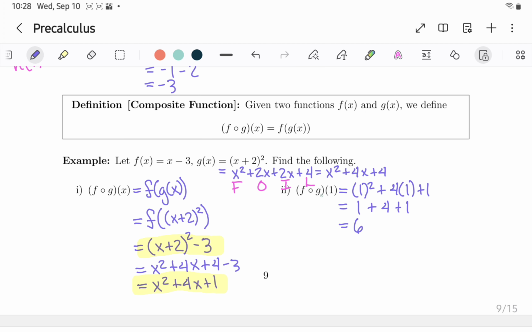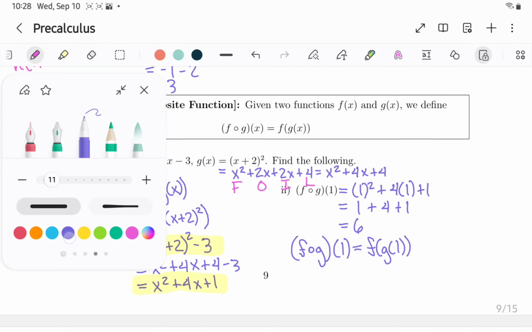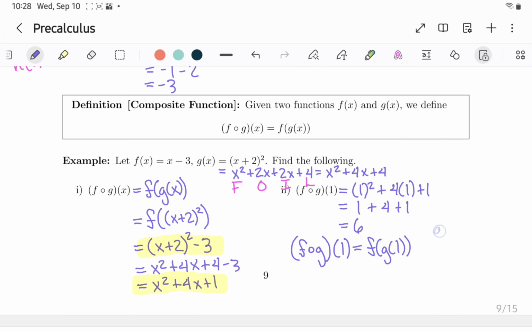Or we could find g of 1 and then evaluate f at g of 1, whatever that is. So we could say, all right, f composed with g evaluated at 1 is going to equal f of g of 1. So let's figure out what g of 1 is. So g of 1 is going to equal 1 plus 2 squared, which equals 3 squared, which equals 9.